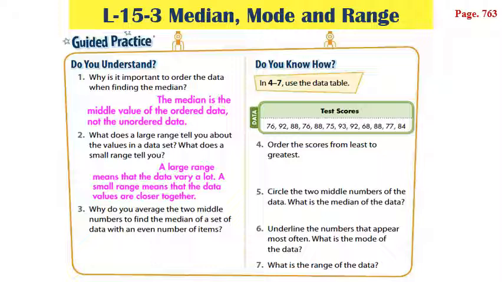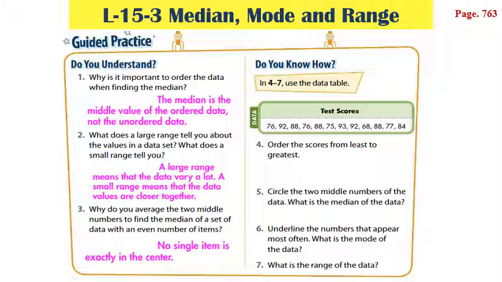Now guided practice part 2, do you know how? Read the direction, in 4 to 7, use the data table. We have the data table, test scores: 76, 92, 88, 76, 88, 75, 93, 94. Let's start writing the answers for the questions now. Number 4. Order the scores from least to greatest. Very good. 68, 75, 76, 76, 77, 84, 88, 88.